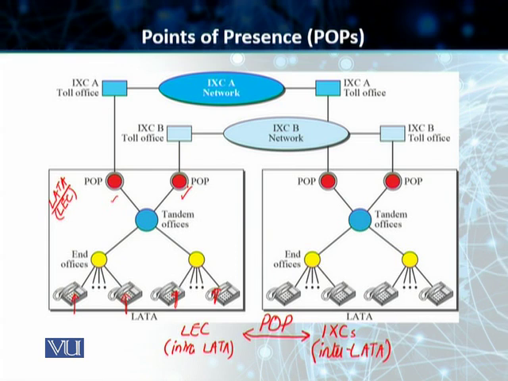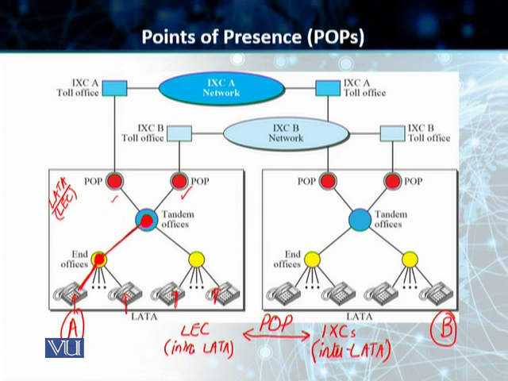So students, in this case, let's suppose we have a subscriber A, which is connected to the end office in this first LATA. It wants to talk to a subscriber B, which is present in a different LATA out here. Students, this subscriber will go and talk to its end office. So this end office is controlled by your LEC, or local exchange carrier. This local central office or end office will then switch the call to the tandem office.